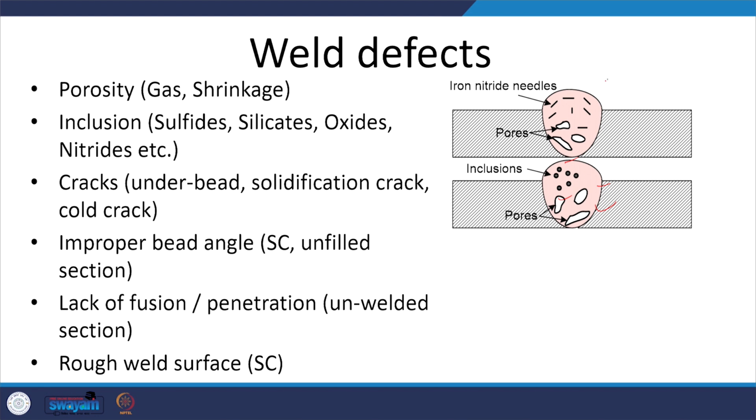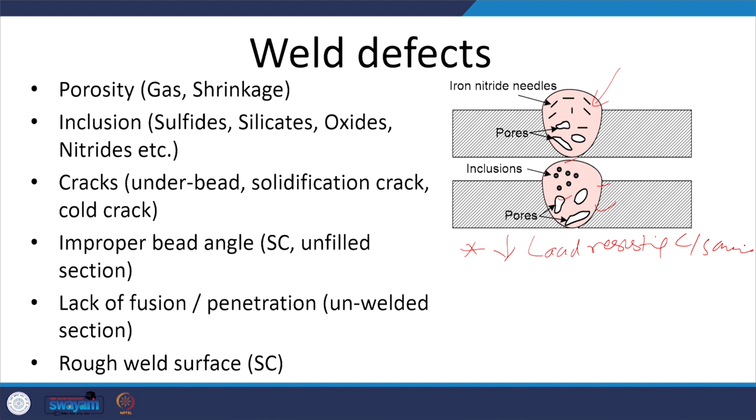Okay. So, this figure particularly shows the pores, inclusions, and like say the iron needles, if there is iron impurities or nitrogen impurities leading to the iron nitride formation. So, multiple kinds of defects can occur. Whenever there is a defect, it reduces or adversely affects the mechanical performance of the weld joint, particularly due to two reasons. One, it reduces the net load resisting cross sectional area.